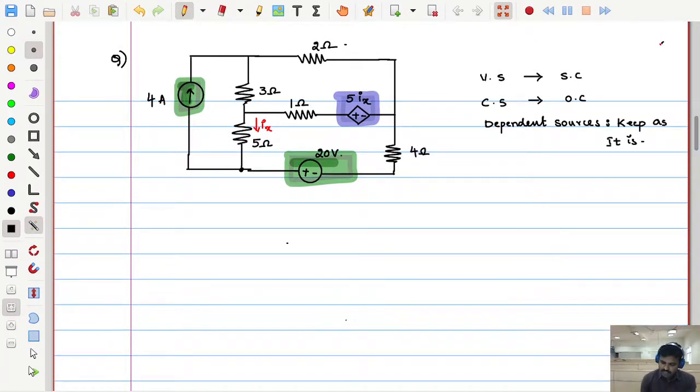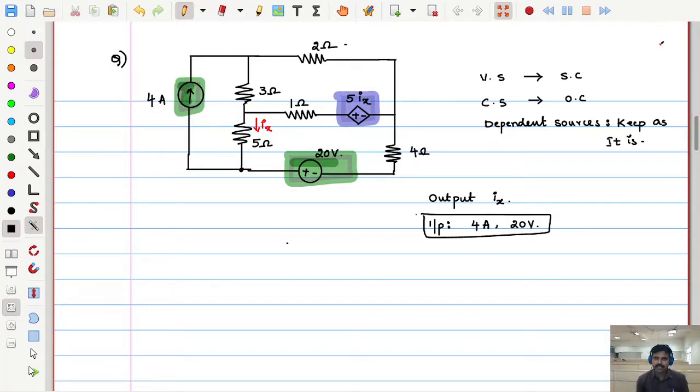What we need is Ix. That is the output which I want to determine. And what are the inputs? Inputs are only independent sources. How many inputs are there? One is the 4 ampere current source and another is the 20 volts voltage source. These two are the only ones treated as inputs, whereas the dependent sources must be kept as they are. There is no change in the dependent sources.